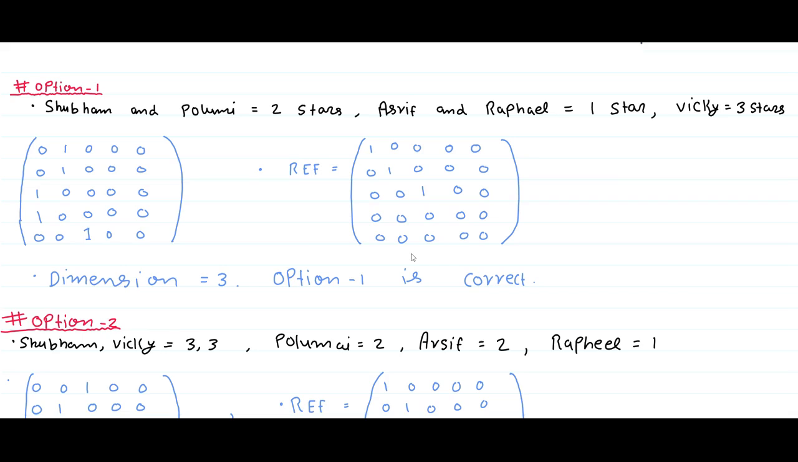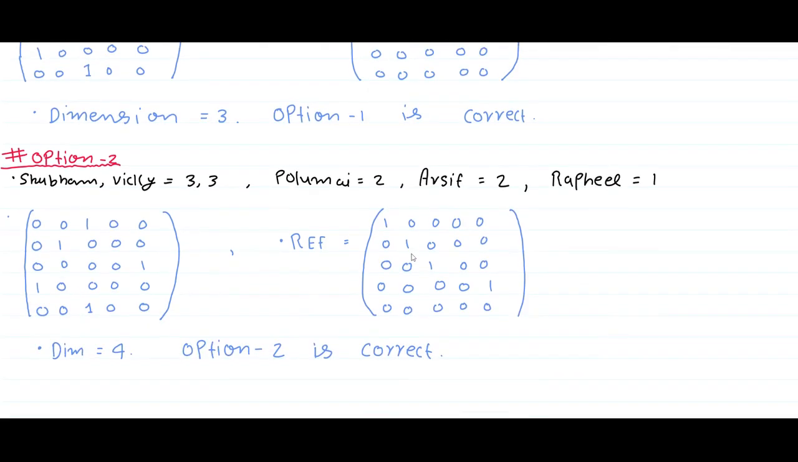Let us now see option number 2. If Shubham and Vicky both gave a 3 star rating, Paulmi gave a 2 star rating, Asrifa gave a 5 star rating, and Rafal gave a 1 star rating, then the dimension of the vector space spanned by the row vectors corresponding to the ratings is 4. Now again, if we make the matrix representing the ratings and later make its reduced row echelon form, then we will clearly see that there are 4 non-zero rows. Hence its dimension is going to be 4. It means that option number 2 is also correct.